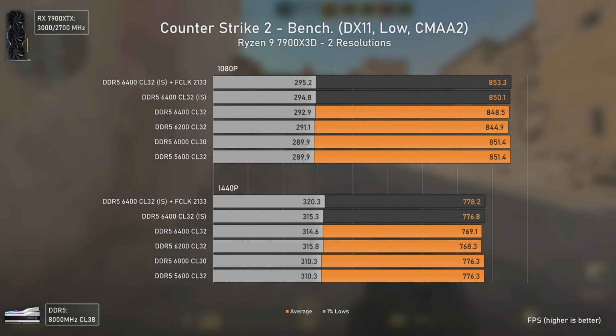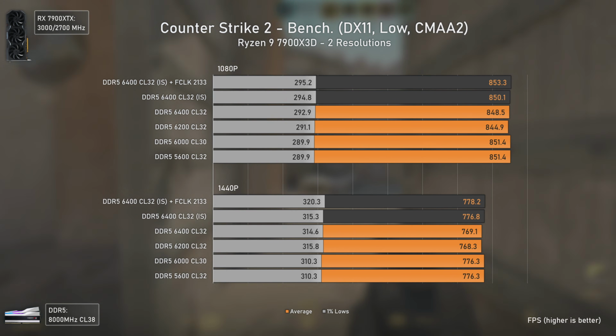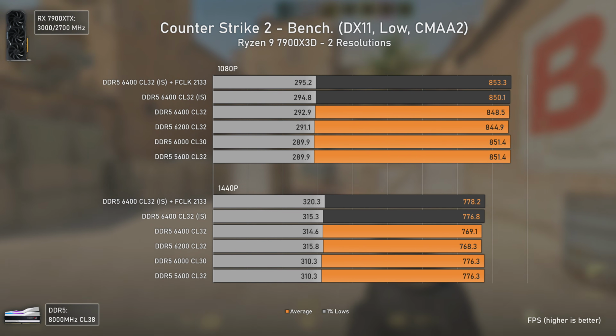Which might be happening due to the higher bandwidth requirements, I don't know. Still, no need to worry about RAM and frequency with an X3D CPU it seems.